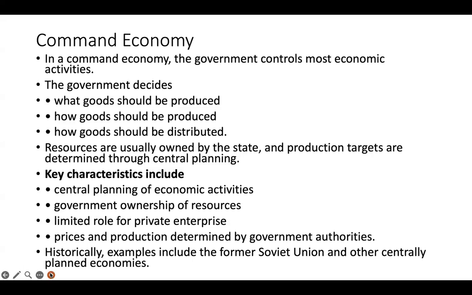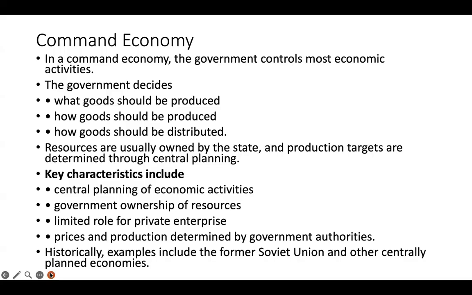The command economy. In the command economy, the government controls most economic activities. The government determines what goods should be produced, how production should take place, and how goods should be distributed among citizens. That's the command economy. You can say that it's also part of the socialist. Another name is the socialist.